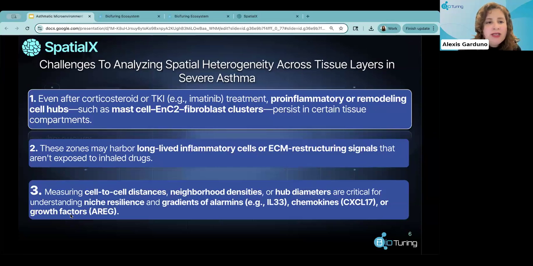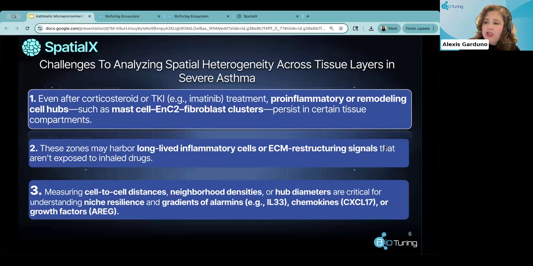One important thing to mention is that there are a lot of challenges when it comes to analyzing spatial heterogeneity across different tissues or tissue layers, especially in the context of severe asthma. One of the first that comes up across studies is that even after corticosteroid or some form of treatment, there are always these pro-inflammatory remodeling cell hubs, where you normally see a higher percentage of mast cells or specific fibroblast clusters that have very specific profiling or target expression. And these persist in certain tissue compartments and vary across different samples and patients as well.